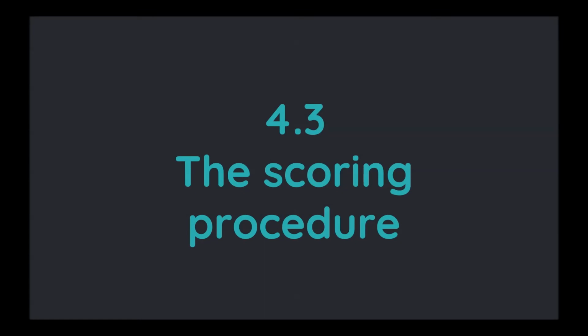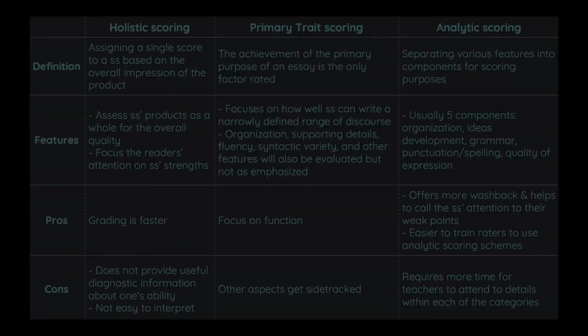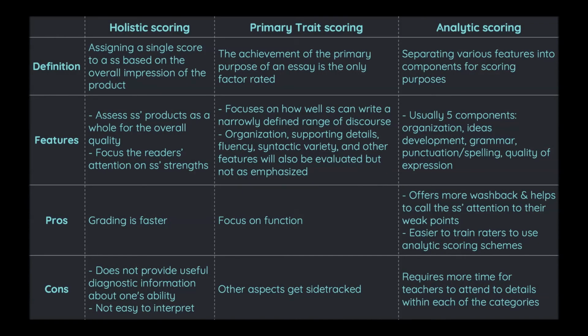Next, we've got the scoring procedure. There are 3 kinds of scoring procedure: holistic scoring, primary trait scoring, analytic scoring. I've given you a table right here to get to know the kinds of scoring and differentiate among the 3 kinds of scoring. First, holistic scoring.